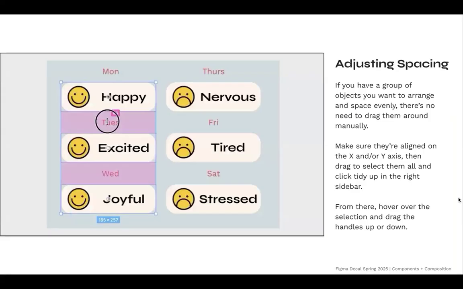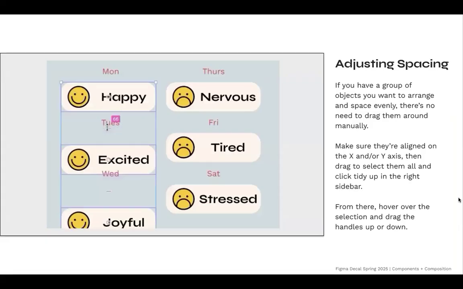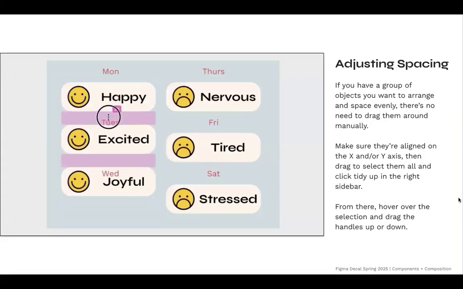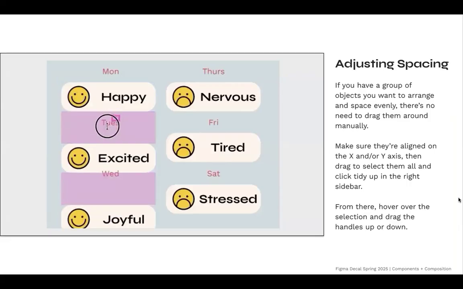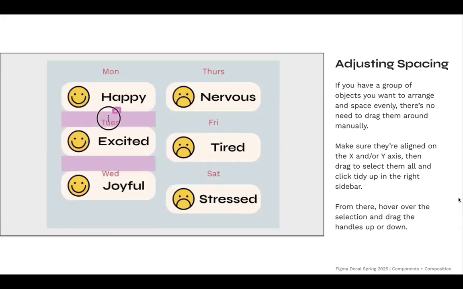So adjusting spacing, if you have a group of objects you want to arrange and space evenly, you don't have to drag them manually. You can make sure they're aligned on the X or Y axis and then drag to select them all and click tidy up in the right sidebar. And then from there, you can hover over the selection and drag the handles up or down.